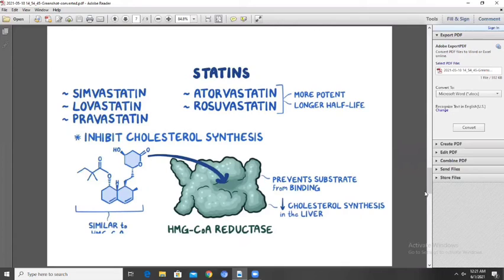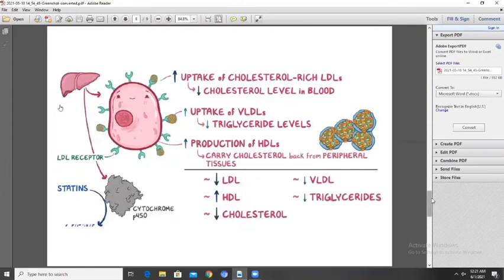Statin is a group of drugs. The analogs in these drugs are simvastatin, lovastatin, pravastatin, atorvastatin, and rosuvastatin. Rosuvastatin is banned in Pakistan because it is a cardiotoxic drug.